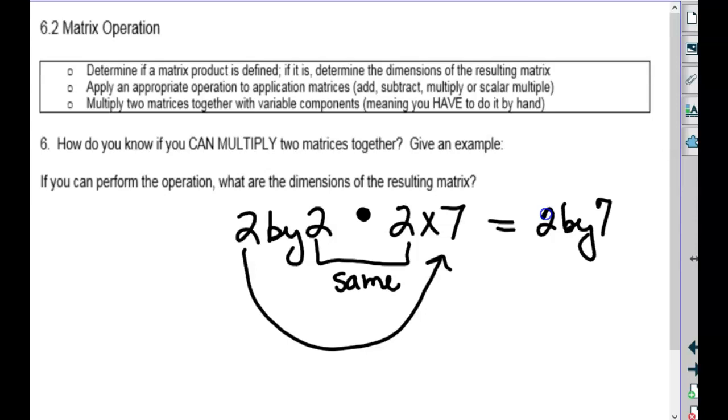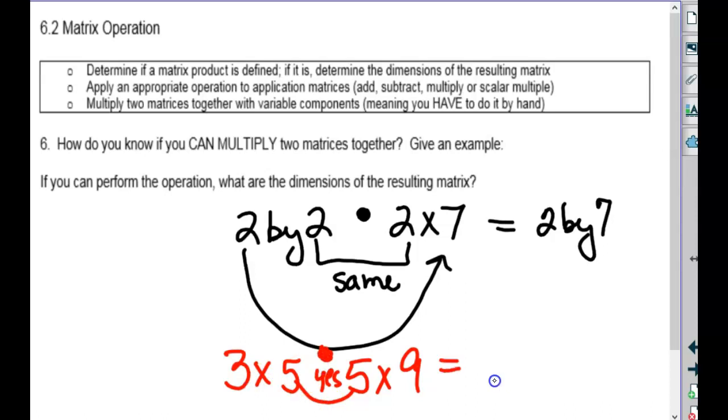Okay, can we do one more that doesn't have the same number anywhere, or only where it has to be? 3 by 5. Okay, so this would be a yes, because these are the same. And if we multiplied those together, we would get a 3 by 9. Questions? You got that? If I'm speaking Greek, I can go back over it.